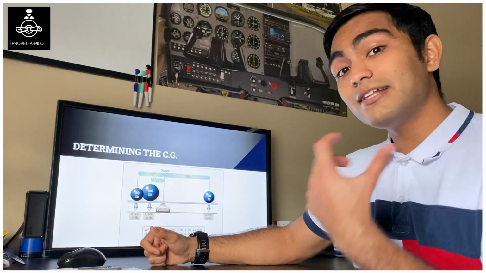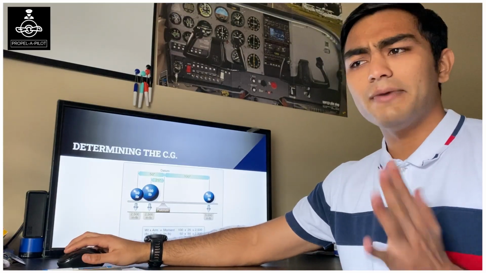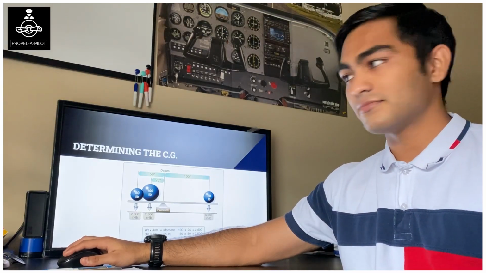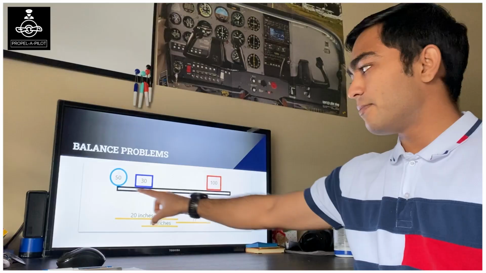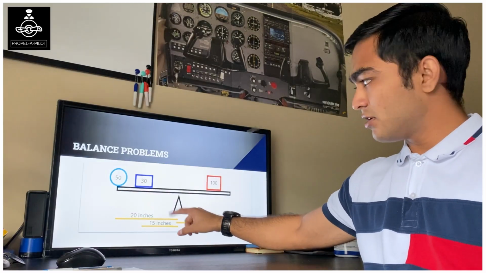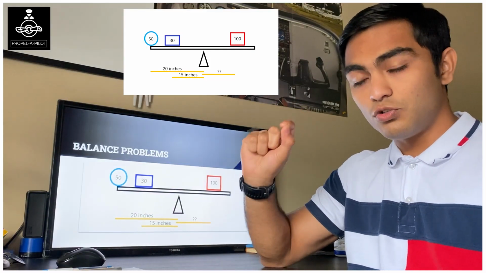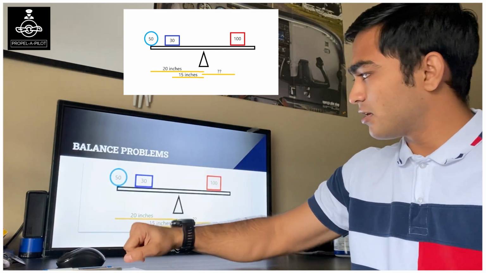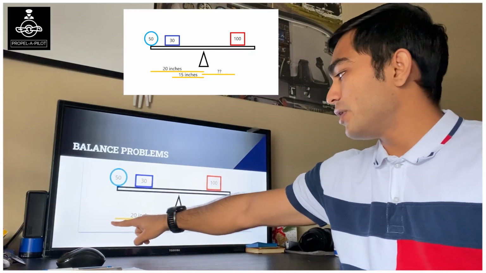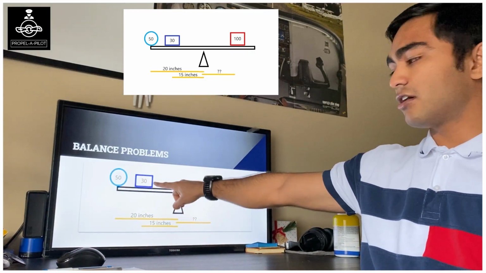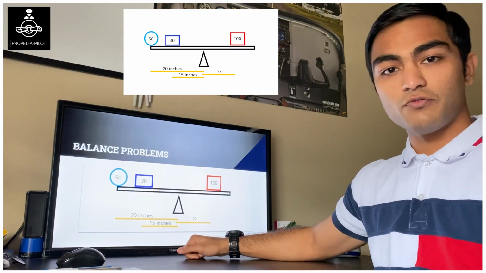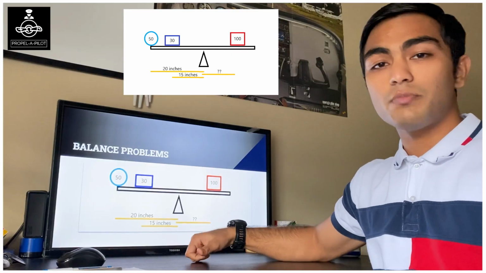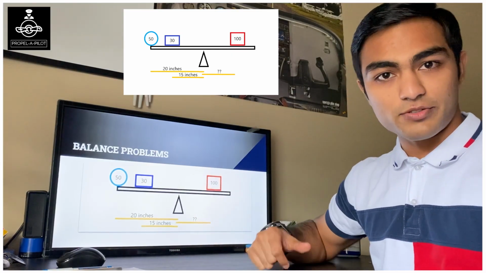Now let's try to answer this question. This is a balance problem. You have to use the same logic that you used here to get the answer. In this problem, we have a plank and a fulcrum. The plank is assumed to be 0 weight. It has negligible weight and hence negligible moment. There is a 50-pound weight kept at 20 inches from the fulcrum. There is a 30-pound weight kept at 15 inches from the fulcrum. We want to determine where we should keep this 100-pound weight so that the whole system is balanced.